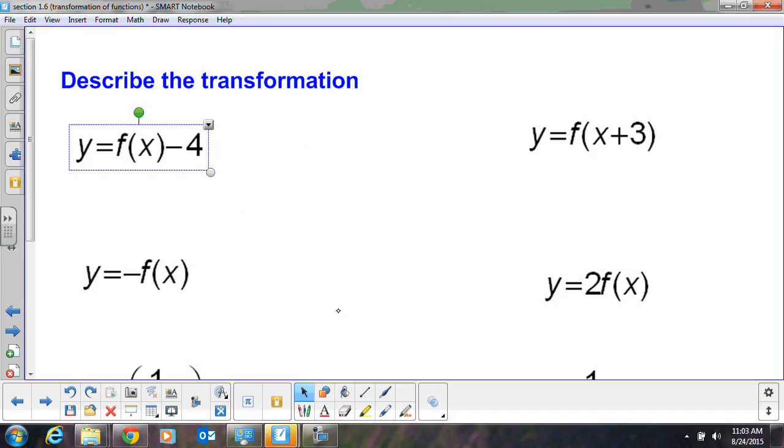See, this is outside of x right here. See, that is outside. It's not inside with x. It's outside. That was a vertical shift down 4.